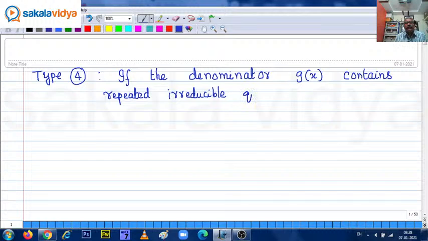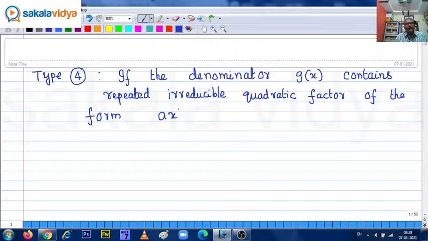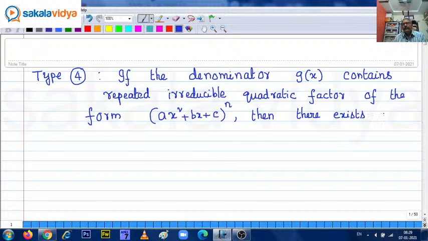Irreducible quadratic factor of the form ax square plus bx plus c all to the power of n, then there exist partial fractions.